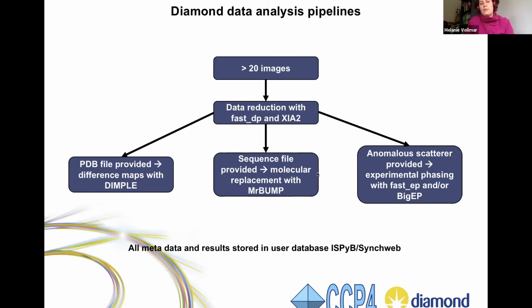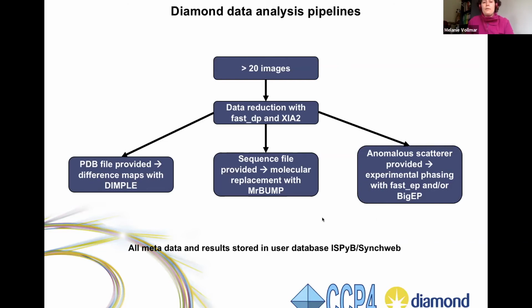And if none of these two apply, but we have an anomalous scatterer defined by the user, we again try and calculate phase information. This time it is before and after data, to introduce that little phase shift. We do that with fast EP and/or big EP. These are the two programs we run. Except for Mr. Bump and Dimple, the others are all in-house developments of pipelines to analyze the data.